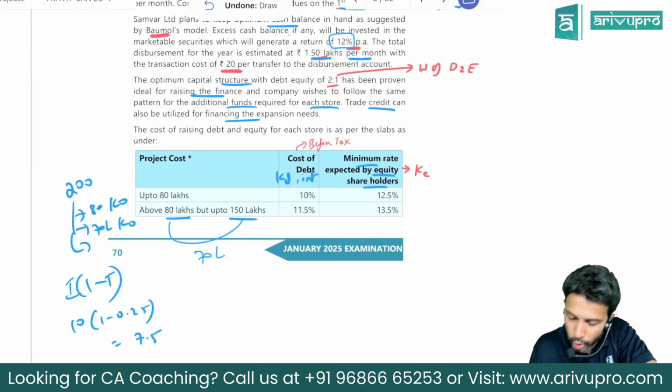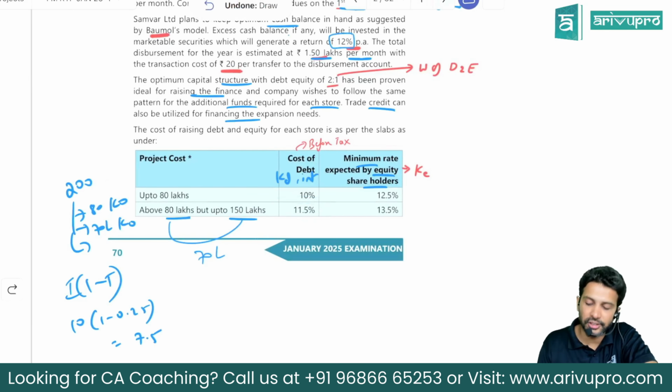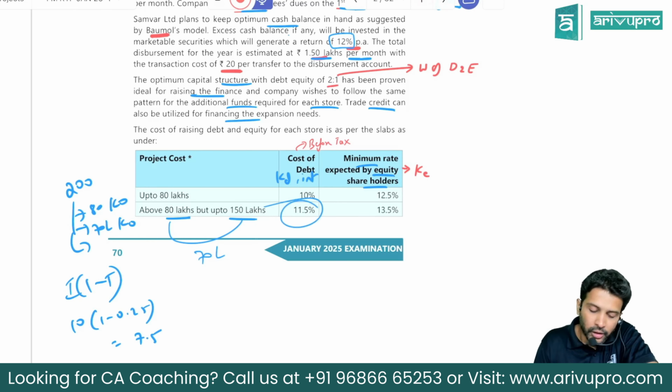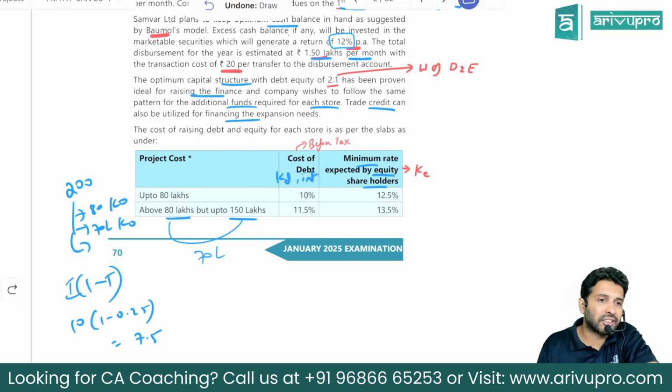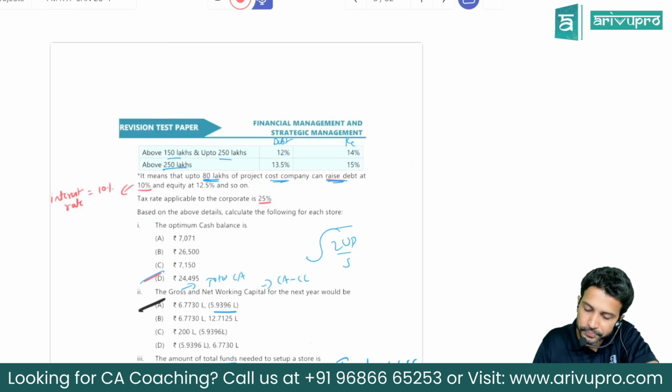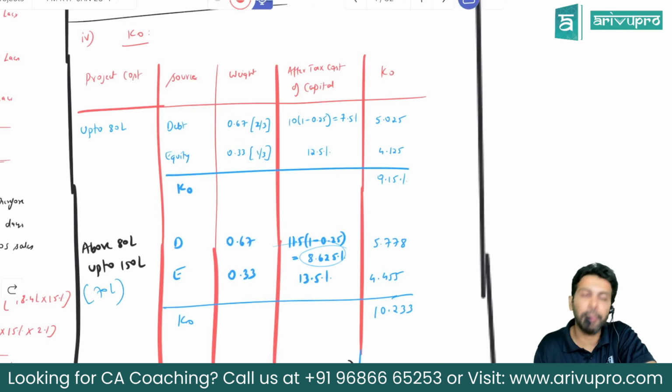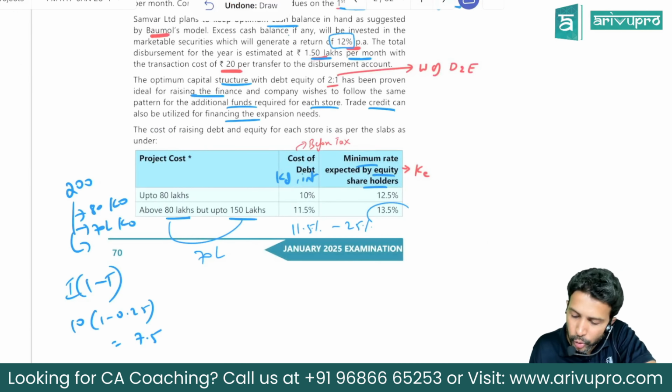What about after tax cost of debt and equity? Is that same? No. Debt 11.5%. Is this KD or interest rate? So how do you get cost of debt? 11.5 into 1 minus tax rate. Or directly you take 11.5%, you reduce what, sir? Minus 25% you do. Okay, how much you going to get? 8.625%.